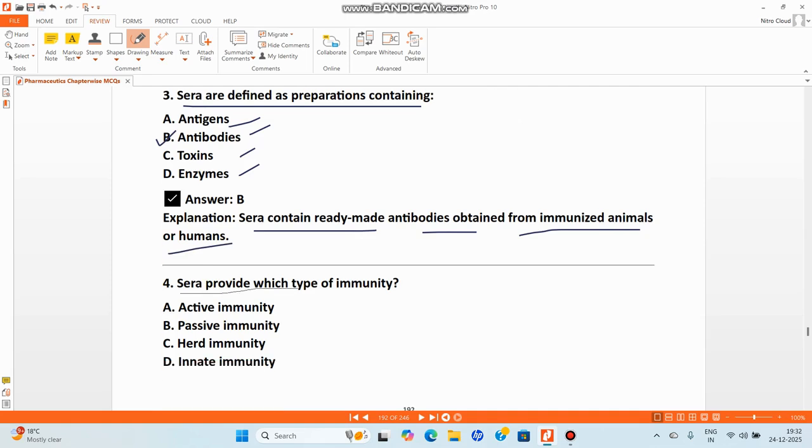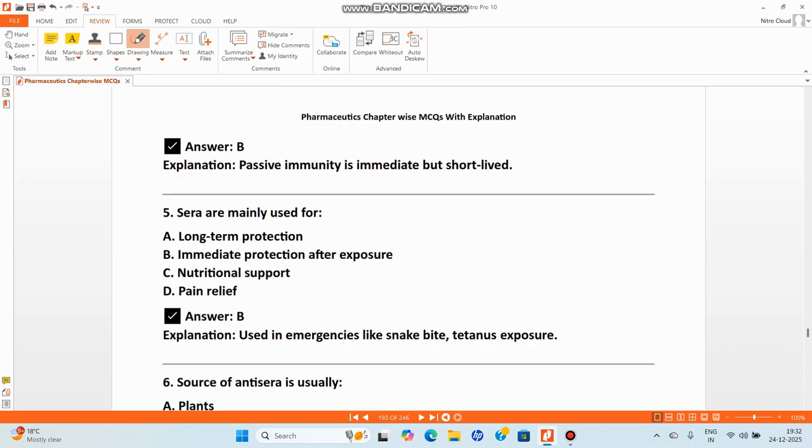So sera provide which type of immunity? So this is passive, active, or innate. So the answer will be B, passive immunity. Okay, so sera are mainly used for what purposes? That is B, immediate protection after exposure. Okay, used in emergencies like snake bite, tetanus exposure. So that's the time we can use sera.